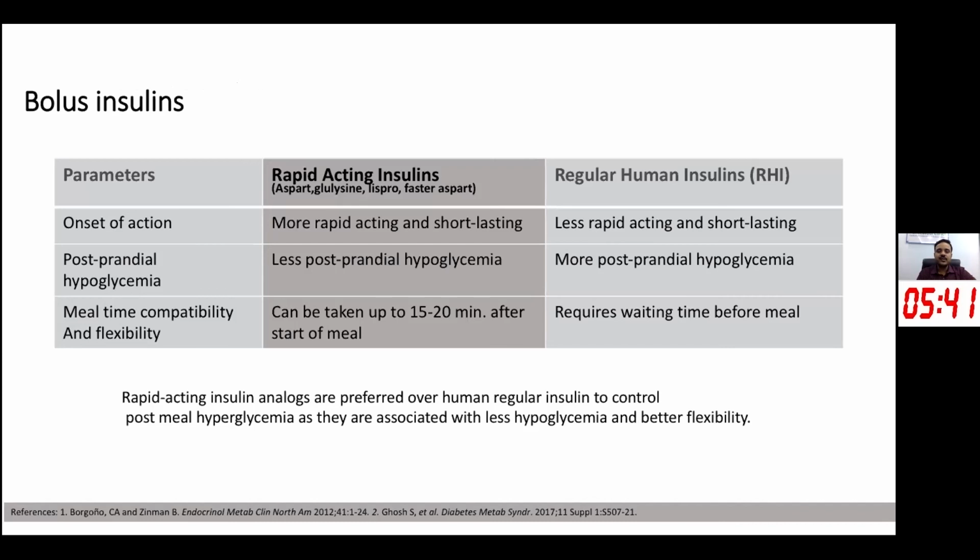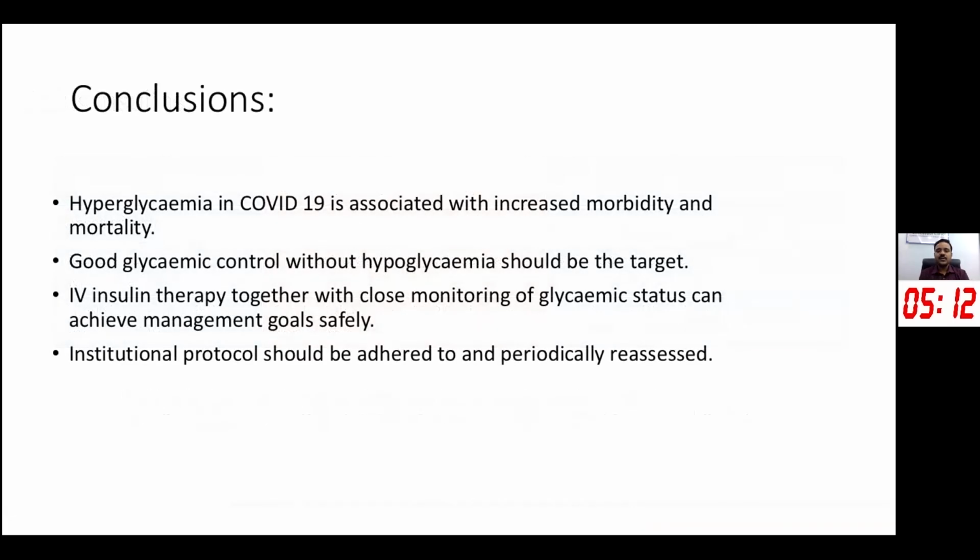Which bolus to use? I think it was very nicely discussed by Hari sir, what about analogs versus regular human insulin? I think analogs are better in terms of adding flexibility, and probably the late postprandial hypoglycemia is relatively lower. But in terms of reduction of the HbA1c, there is no robust data that analogs have better A1C reduction in comparison to regular human insulin. So with that, I'll conclude.